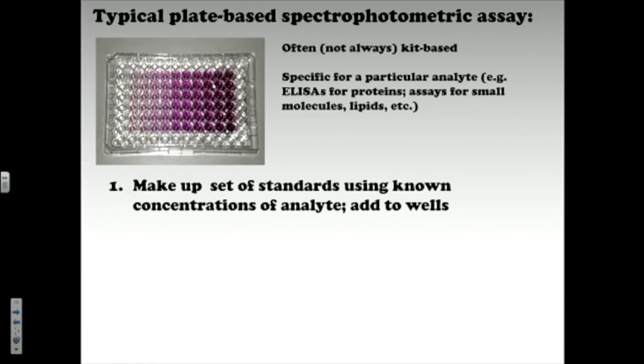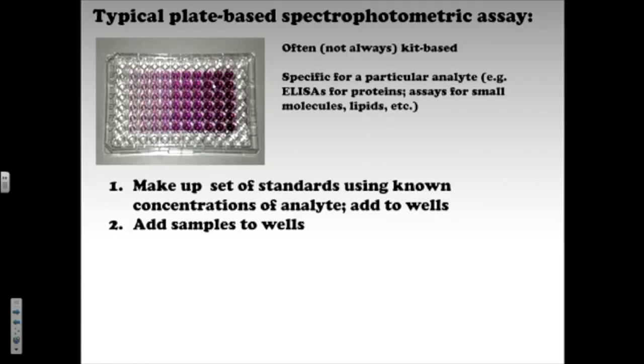So like I said, you need a set of standards. If you don't know what the extinction coefficient of your sample is, of the color that you're generating, which most of the time you don't, you have to make up standards of known concentration of whatever it is you're trying to measure. Put those in the wells of the plate. You'll have unknowns, samples where you don't know how much of whatever you're looking to measure is in your sample. So you'll add those to wells as well.